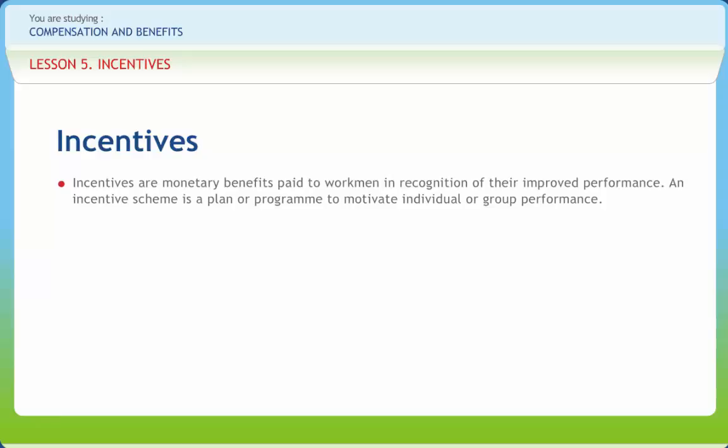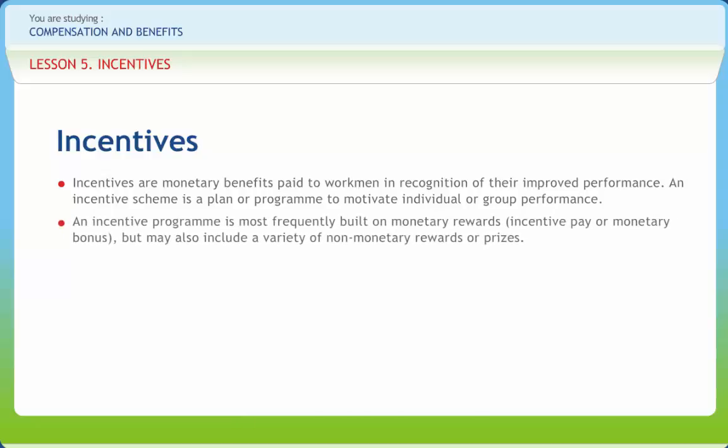Incentives are monetary benefits paid to workmen in recognition of their improved performance. An incentive scheme is a plan or program to motivate individual or group performance. An incentive program is most frequently built on monetary rewards, incentive pay or monetary bonus, but may also include a variety of non-monetary rewards or prizes.